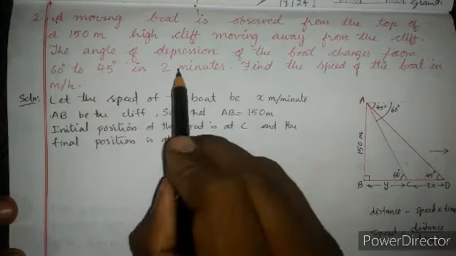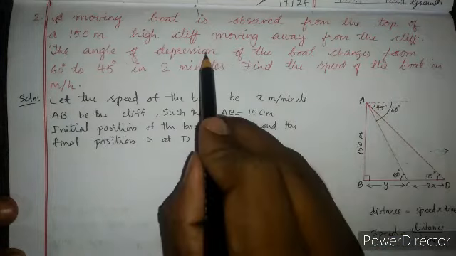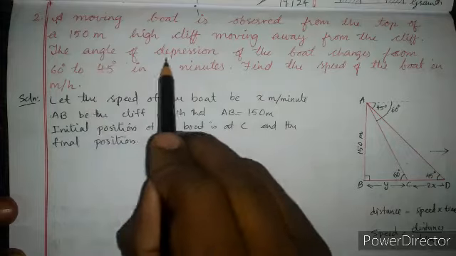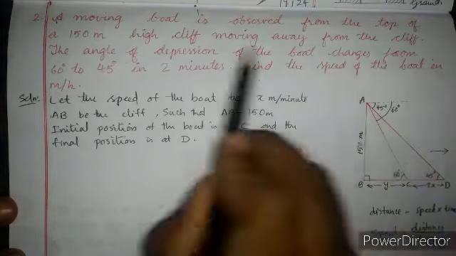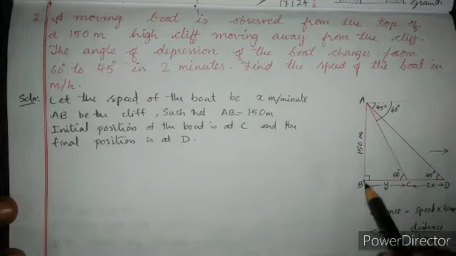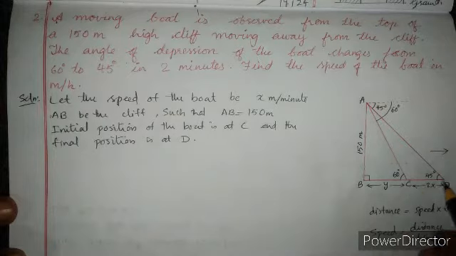So when this particular observer, इधर का वो आदमी जो है, is seeing this boat, the angle of depression of the boat changes from 60 degree to 45 degree in 2 minutes. Means he was seeing a moving boat. पहले जब वो आदमी देखा तो बोट C पे था, 2 मिनट के बाद वो D पे आ गया, यानी कि आगे बढ़ रहा है.